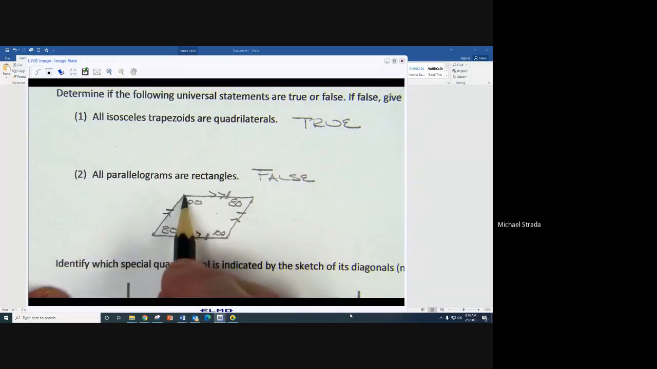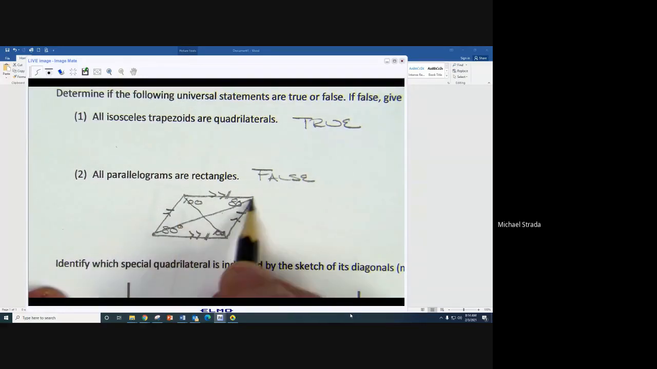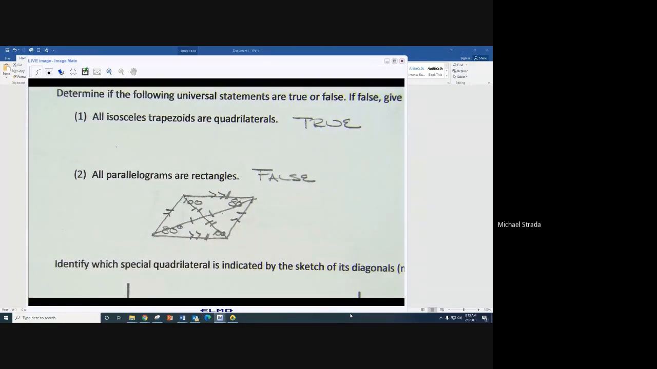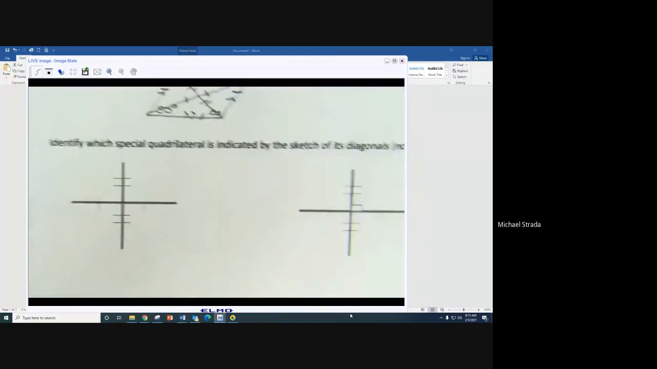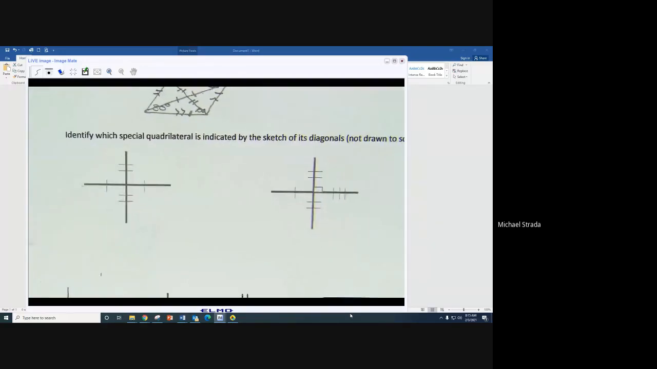Or you can draw in your diagonals for those of you that are overachievers and show that they bisect each other. All right. So anything that's either a definition or property of the other figure when you're doing a counterexample is good to go. Okay. Work on those two, please.